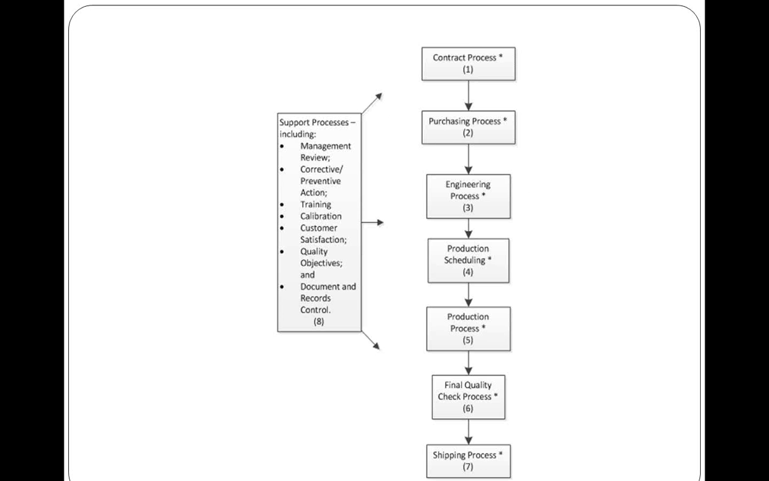Now these folks over here on the right-hand side, they've called out what their processes are. There are 7 of them. And over here on the left, we have a box for support processes. And again, they've called out some different items. I think the intent here is that these processes all kind of flow in a linear fashion: sell the product, purchase what you need, design the product, schedule production, carry out production, final quality, and then ship.